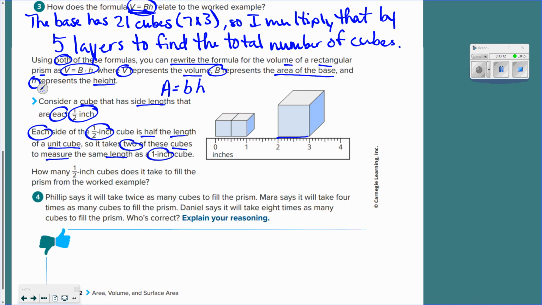Okay. So now the question is, how many half-inch cubes does it take to fill the prism from the work example? Philip says it will take twice as many cubes to fill the prism. Mara says it will take 4 times as many cubes. And Daniel says it will take 8 times as many cubes.